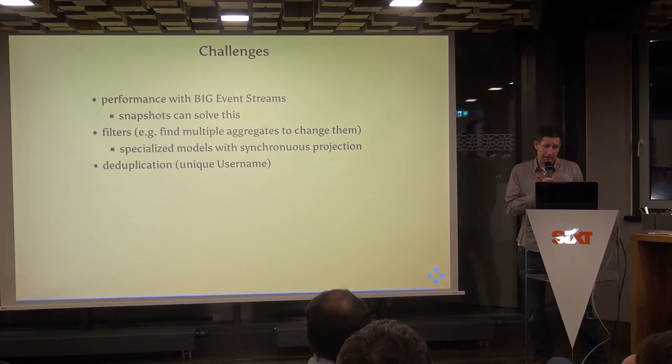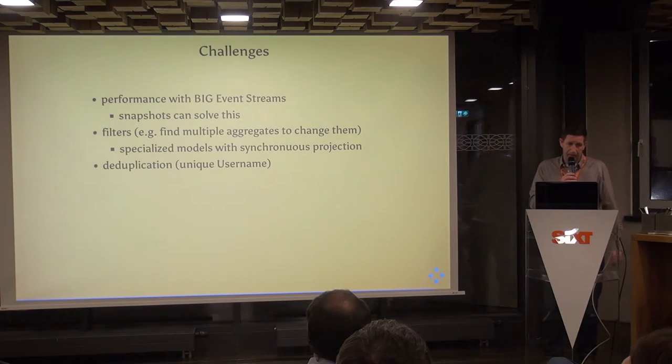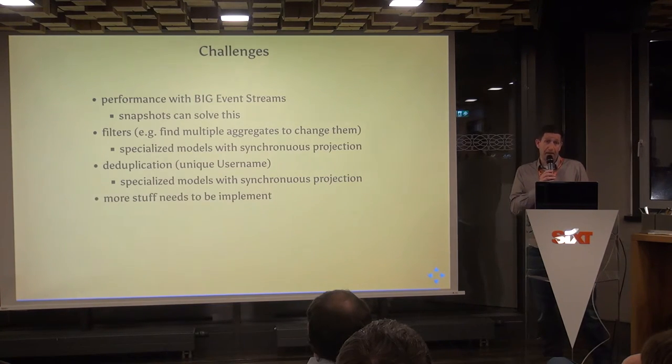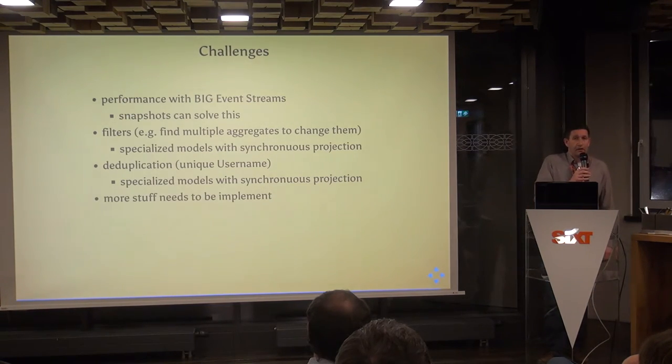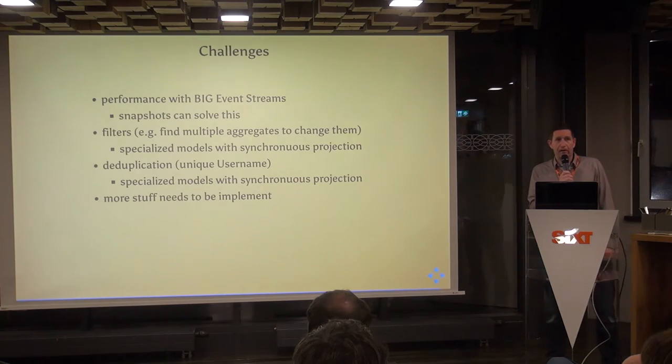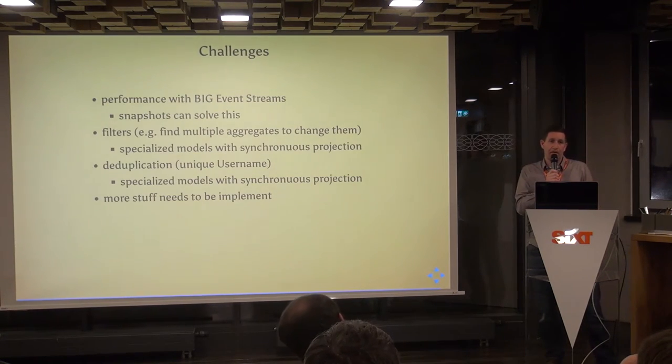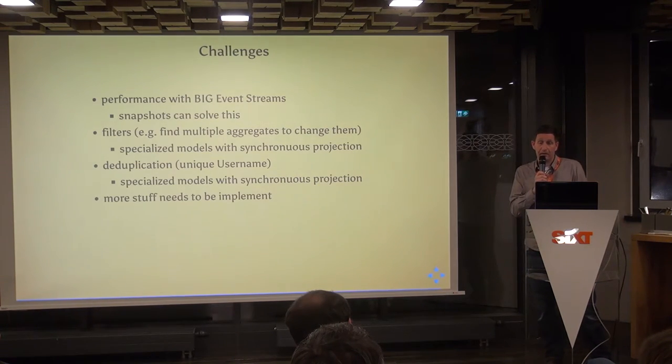Here is the example. The other example was filters, like finding multiple aggregates to change them. Same answer. More stuff needs to be implemented. I'm not even sure if that's true. It seems so. As I said, the event store is a one-time implementation. And the database prep is always, or very often, the most complicated and error-prone stuff and makes the most problems.